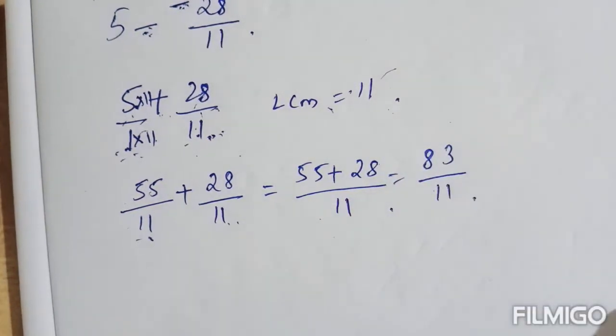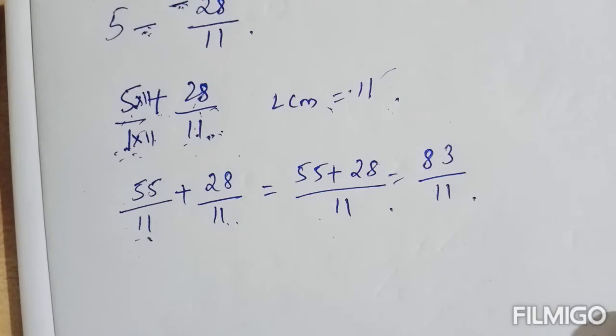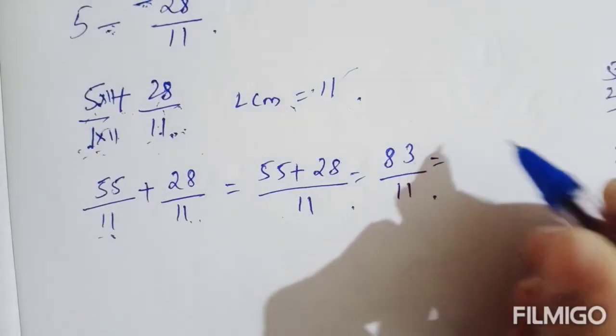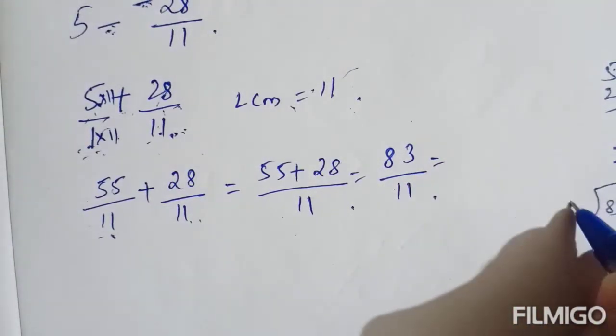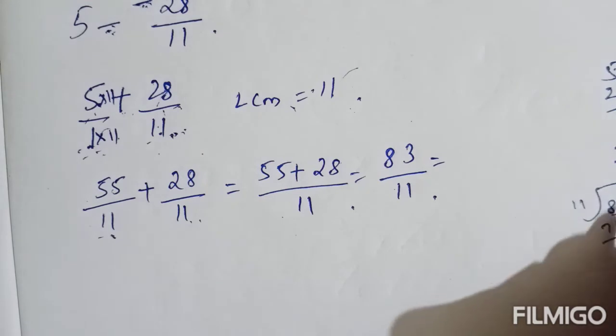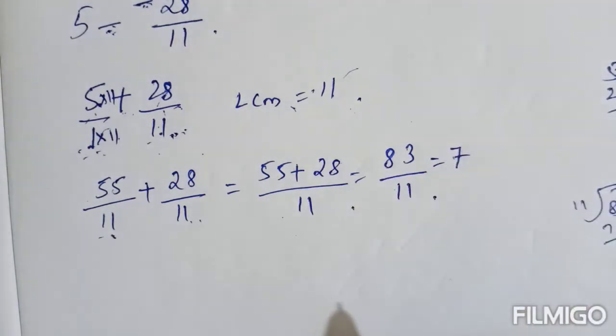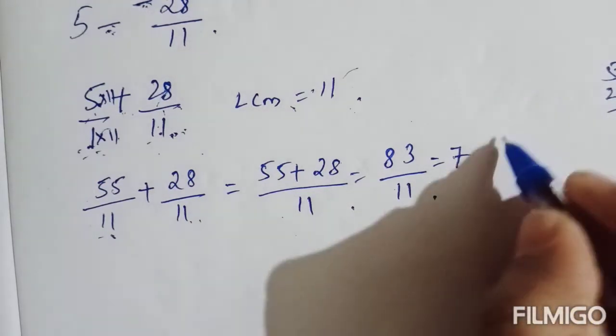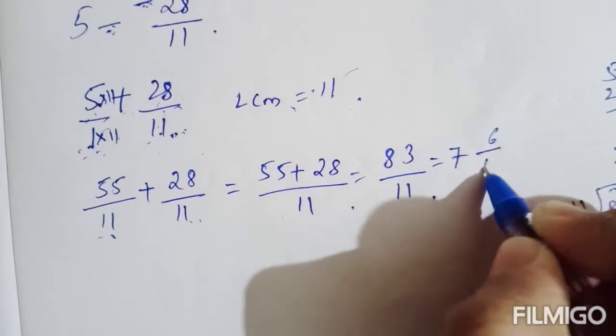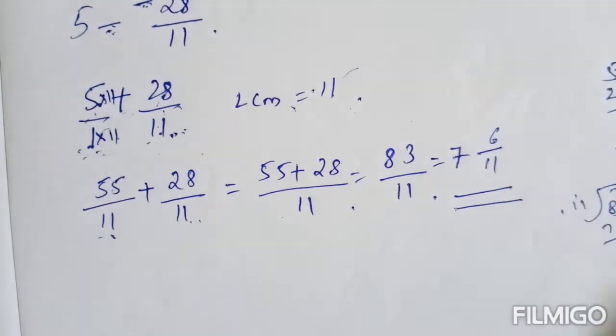This is an improper fraction. You can convert this to mixed form. Okay, 83 on dividing by 11, what will you get? It is 7. Quotient 7. Remainder by divisor: the remainder is 6 and the divisor is 11. So 7, 6 by 11. This will be the answer.